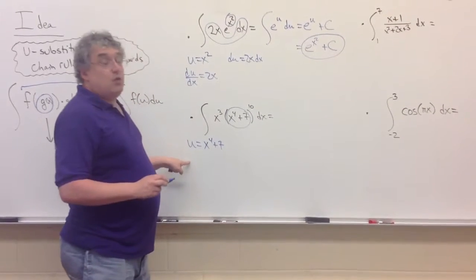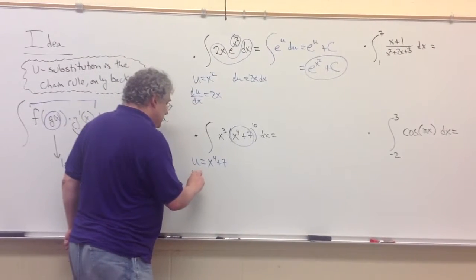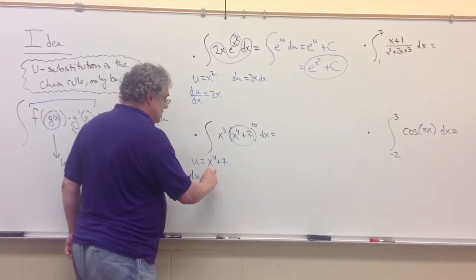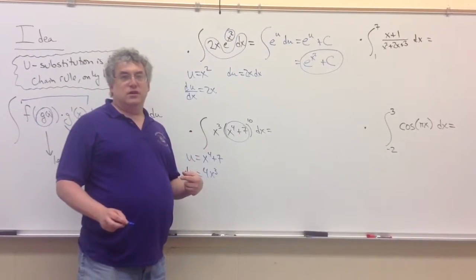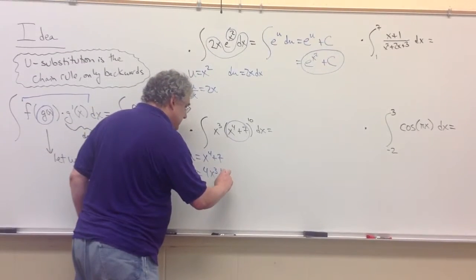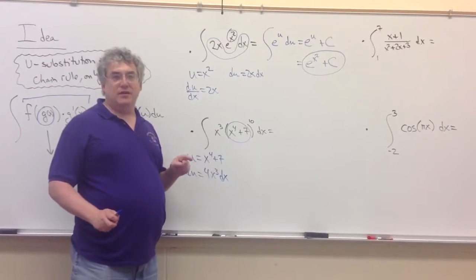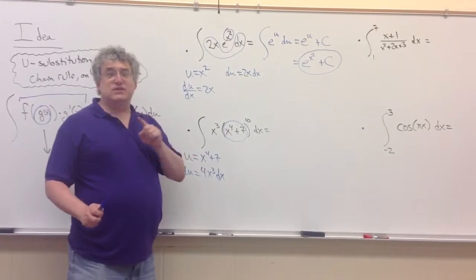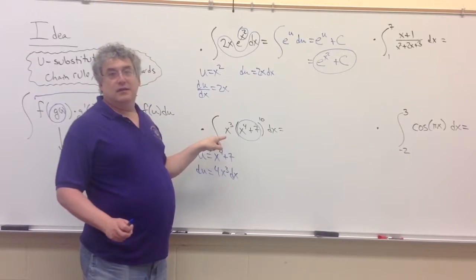Now, in order to do that, we need to have a du. That's our u. Du is the derivative of that, which is 4x cubed. But it's 4x cubed dx. The dx is part of the du. It's absorbed into it. Do we have 4x cubed dx multiplied on? And the answer is no, we don't. Up here we did, it was perfect.